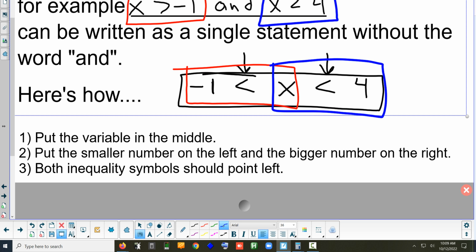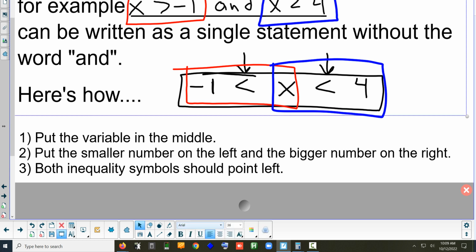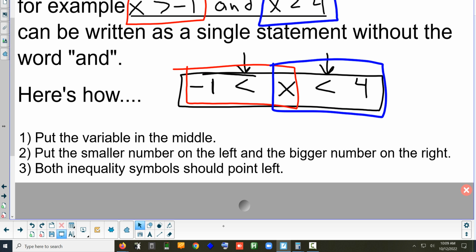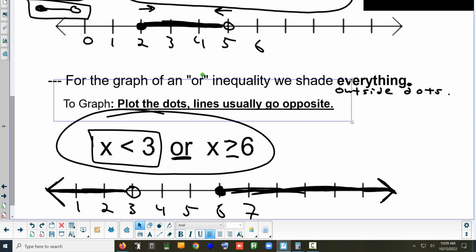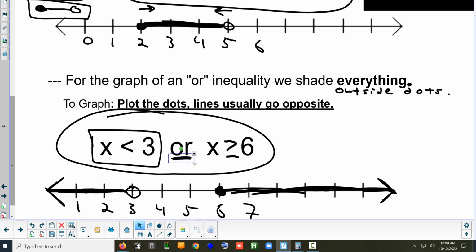If you had a problem and you had to write the answer, I don't care which way you write it, but if I gave you something like this on a test and I asked you to graph it, you would have to know that this means what's up above. So with an and, you can shorten it. With an or, you can't. If it's an or problem, you will always see it written out completely, just like we did right there. That's as short as an or problem is.